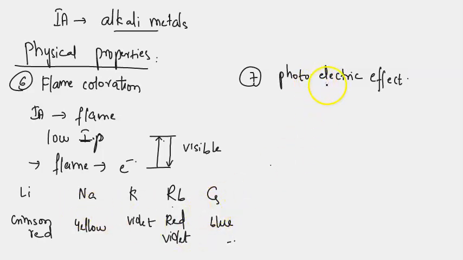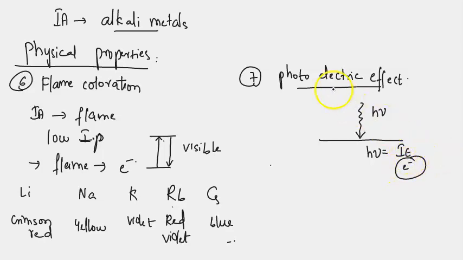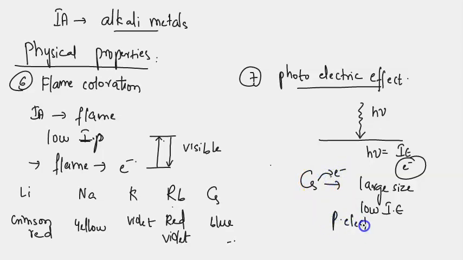And the next property is the photoelectric effect. Photoelectric effect is when sunlight is passed on a metal plate, and the energy from the sunlight, if it is equal to the ionization energy of the metal, then the electrons are ejected out. This process is said to be the photoelectric effect. Cesium, being a large-sized element with a low ionization energy value, can give out electrons readily and is used in photoelectric cells to a large extent. So cesium is the most used element in photoelectric cells.